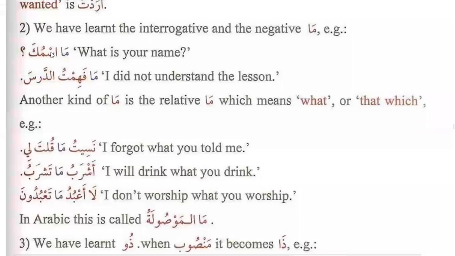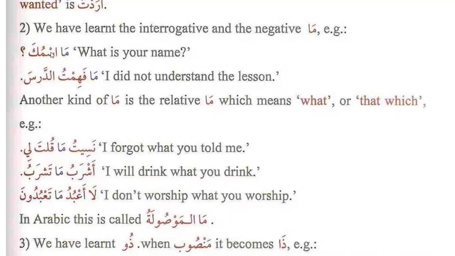We have learned the interrogative and the negative ma. For example, ma ismuka, what is your name? Ma fahimtu ad-darsa. I did not understand the lesson. Another kind of ma is the relative ma, which means what or that which. For example, nasitu ma qulta li, I forgot what you told me. Ashrabu ma tashrabu, I will drink what you drink. La a'budu ma ta'budun, I don't worship what you worship. In Arabic, this is called ma al-mawsula.